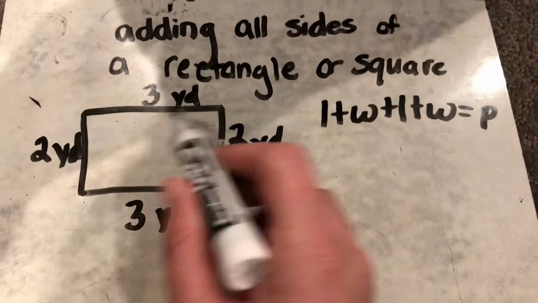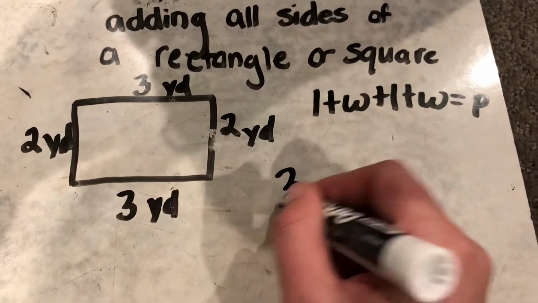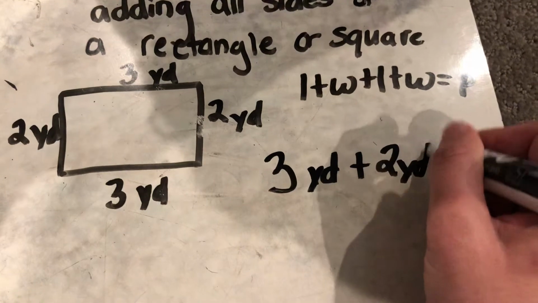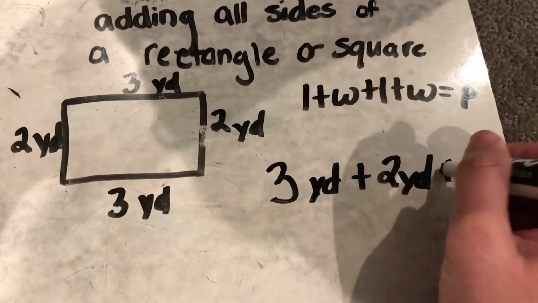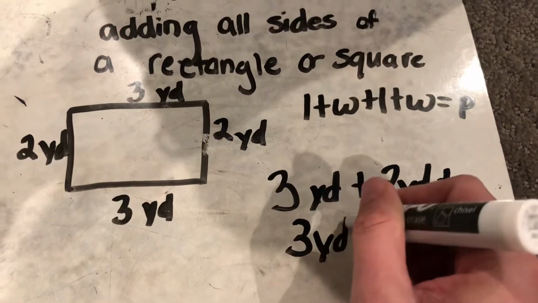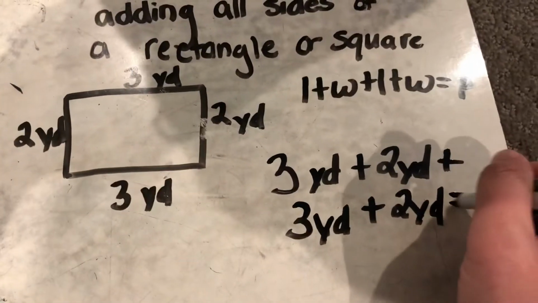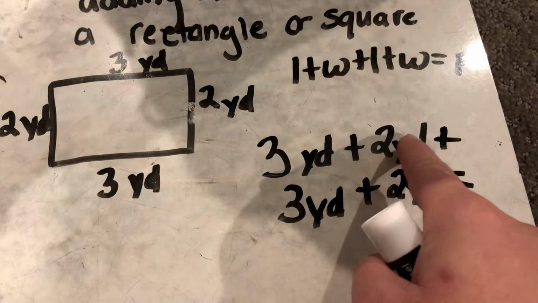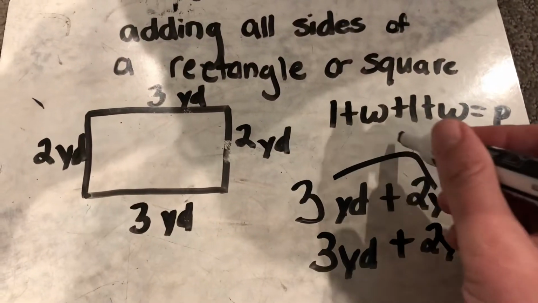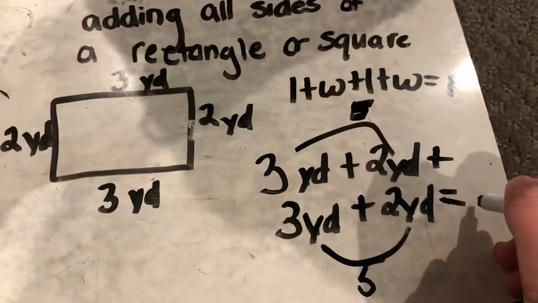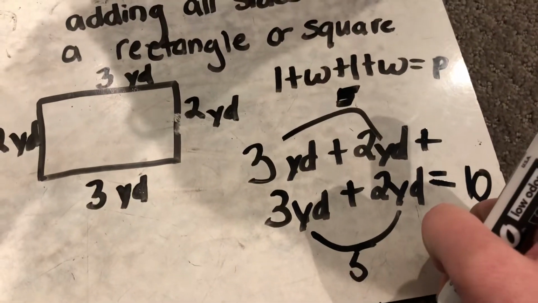So the length is usually the long side. So I'm going to say 3 yards plus 2 yards. That's the width. Plus 3 yards plus 2 yards. Okay, you're just adding all those up together. So 3 plus 2 is 5. So like this is 5. 5. So what's 5 plus 5? Well, that's 10. I guess I'm done.